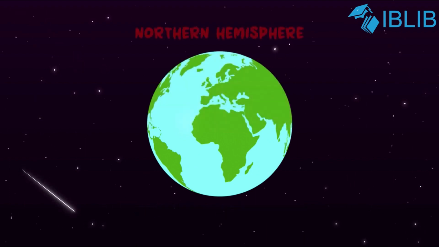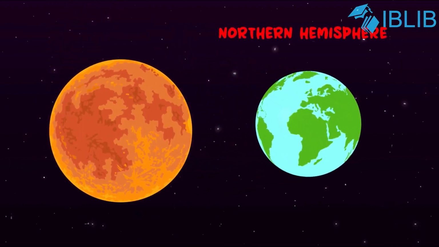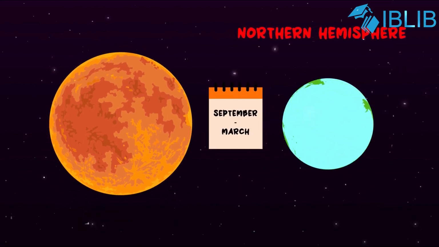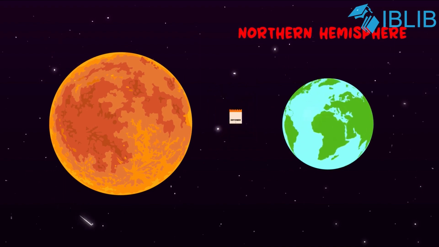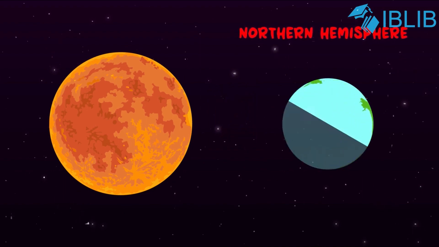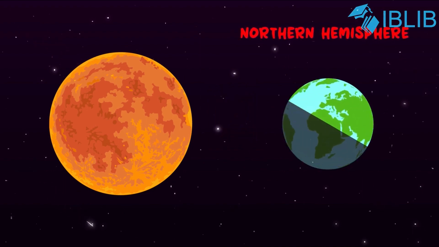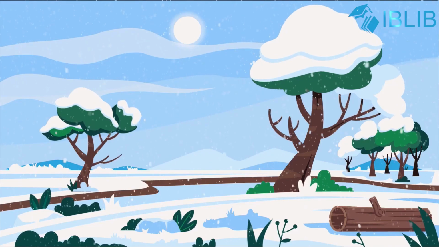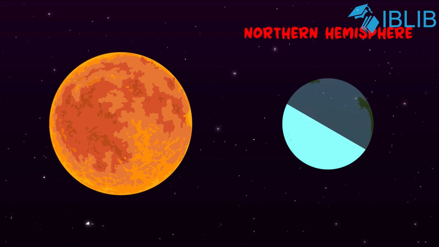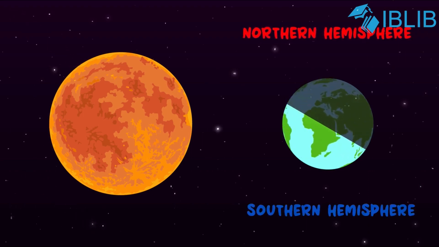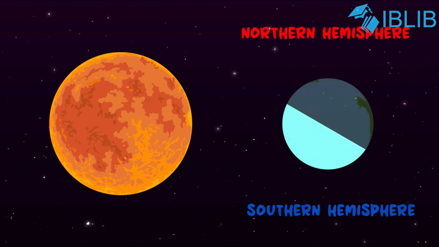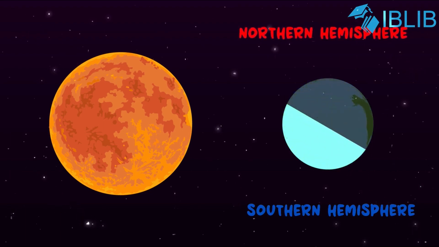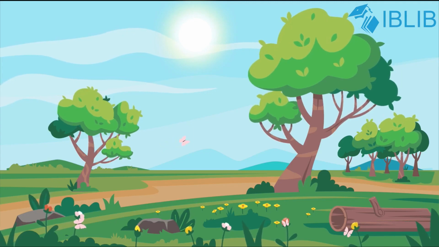So, the northern hemisphere is tilted away from the Sun from September to March. That means the northern half of the planet does not get as much light and heat from the Sun. This causes autumn and winter. During the same months, the southern hemisphere is tilted towards the Sun. That means the southern half of the planet gets spring and summer.